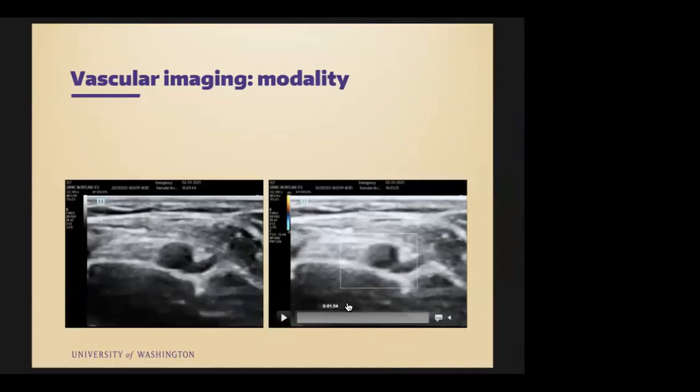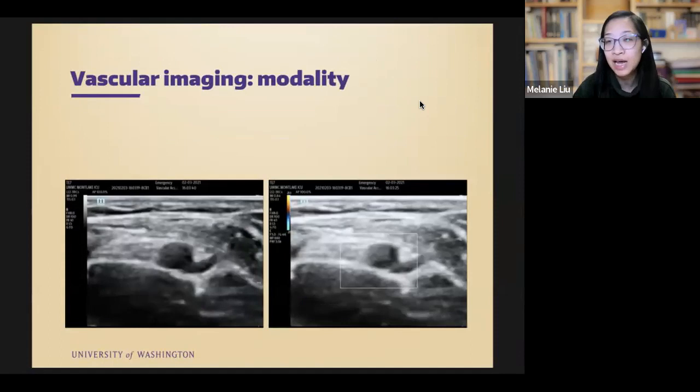So in terms of vascular modalities, oh, by the way, if you're joining, please go ahead and mute yourself, and then I'm happy to take some questions at the end.